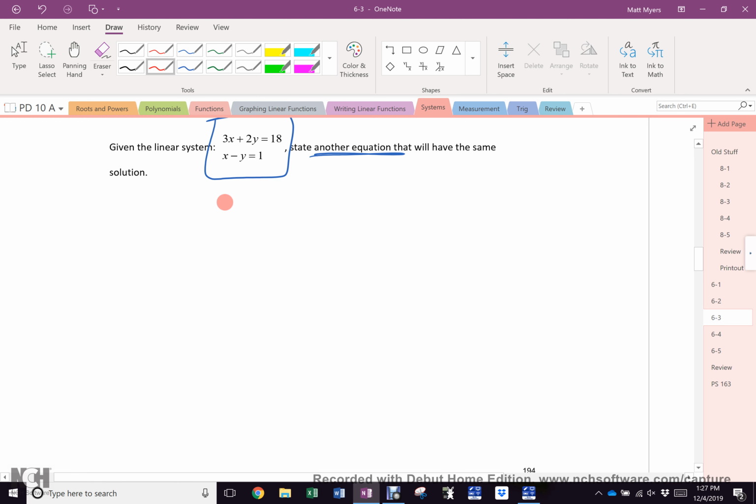What is one person's equation? See? See what I mean? What is one person's equation? Vicky? Excellent. Now somebody give me another one. 4x plus 1y equals 19. Correct.